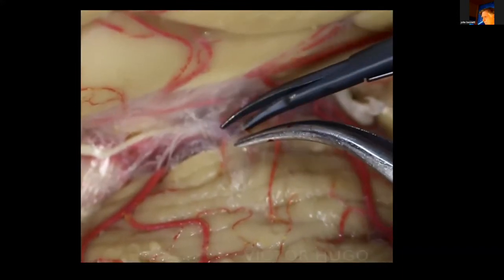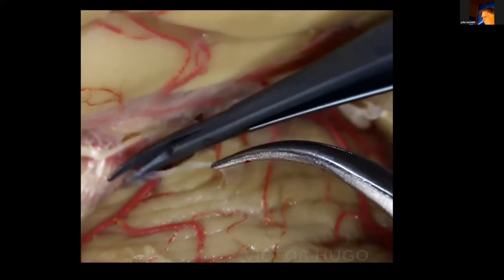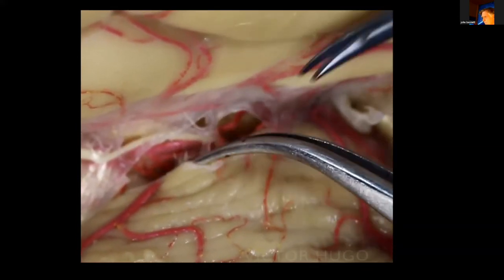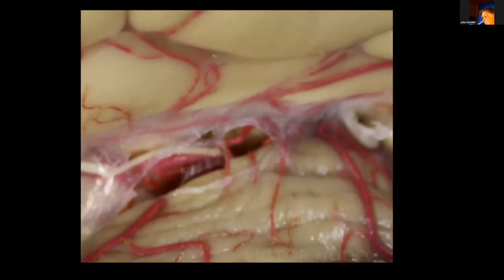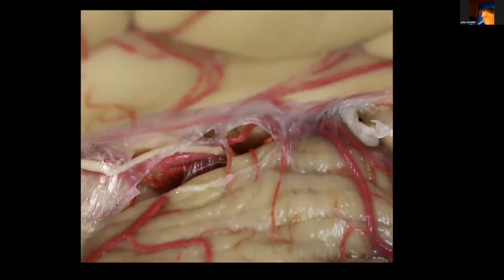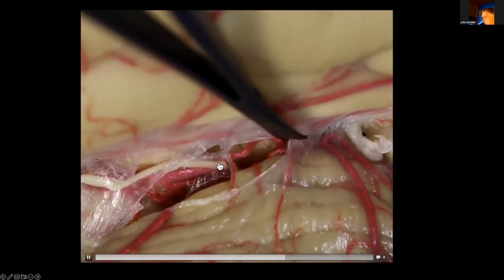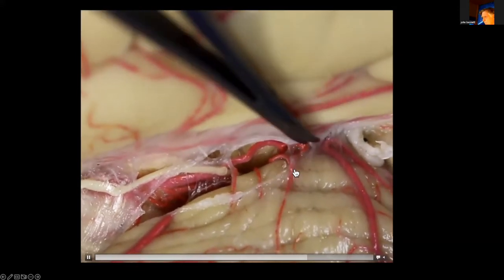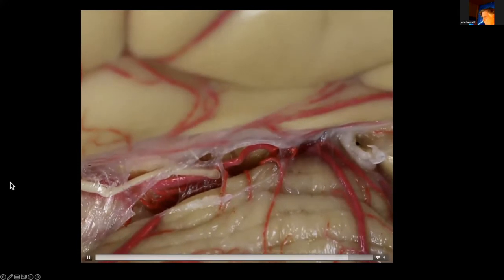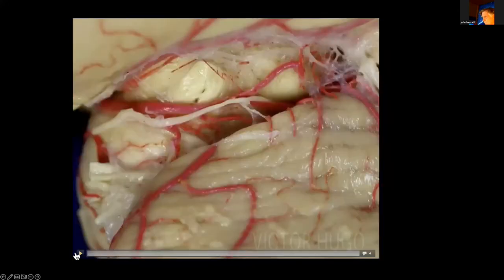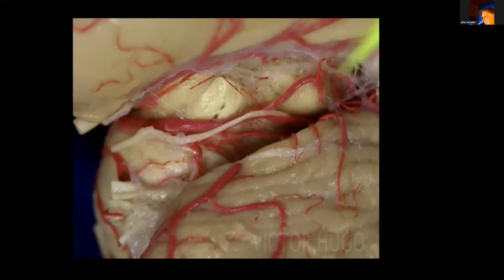In surgery of this region, it's very important to make a good and careful dissection of the arachnoid membrane to identify clearly the small branches in this region. We can see the fourth cranial nerve, arachnoid, and once we have dissected this, we can show this beautiful region of the brain.